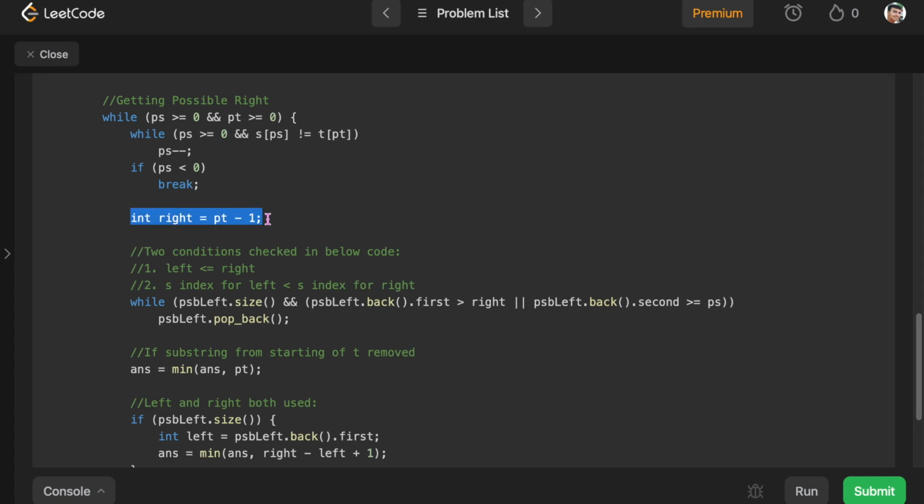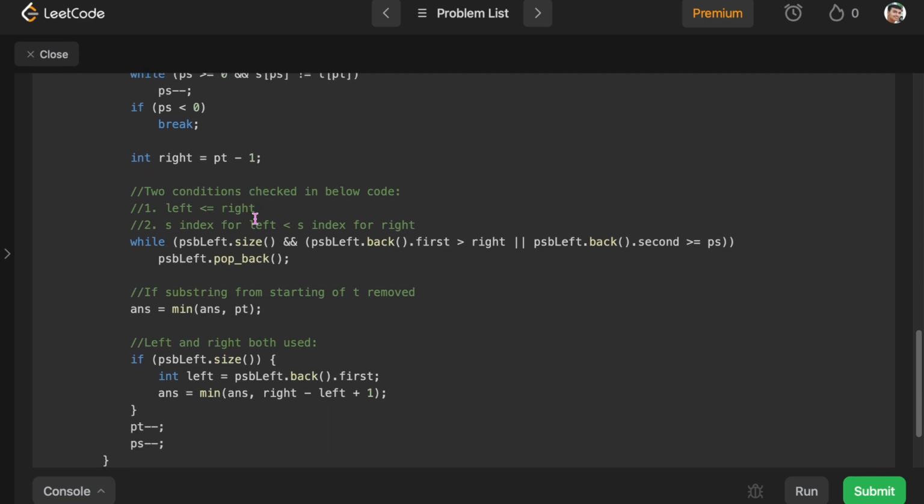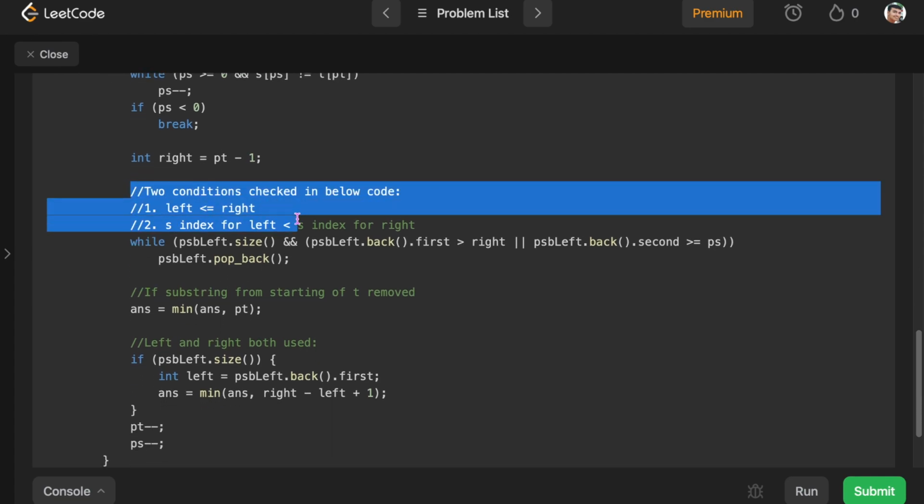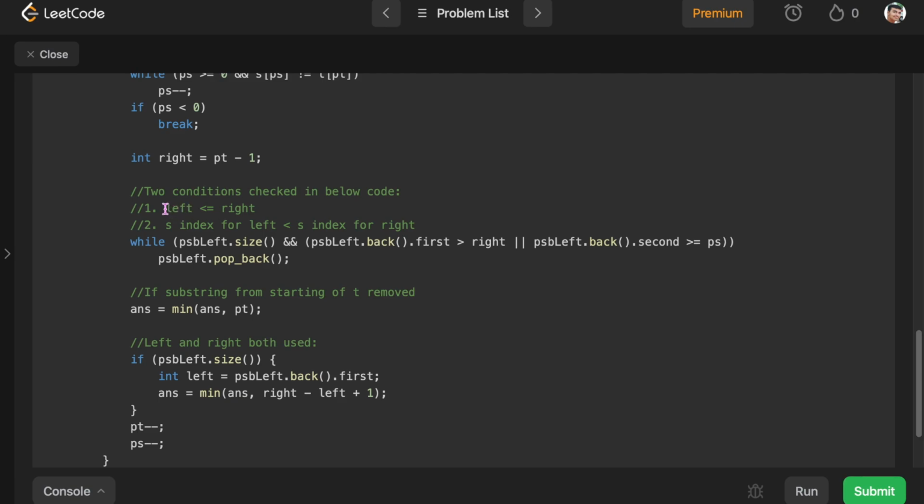Since we have a right, we initialize our right as pt minus 1 because that's what right is. We then check the 2 conditions which we saw in the dry run, that is our left should be less than or equal to right and s index for left should be less than s index for right. That's what we are doing in this while loop. psb.size(), that is there should be a possible left, and if any of the conditions hold true, this is the first condition, that is psb left.back(). What is left.back()? This is the largest left which we can take.